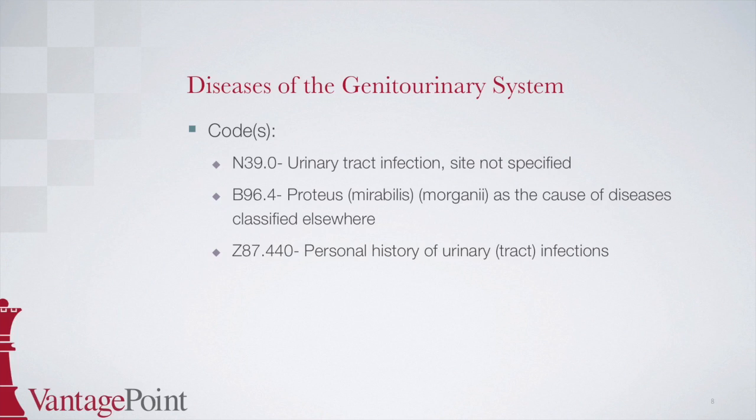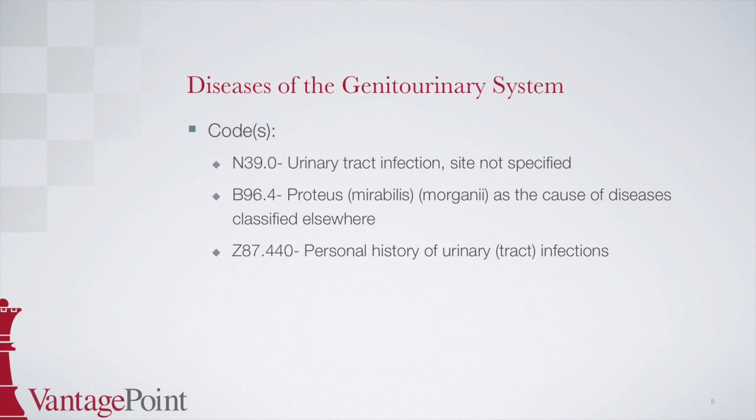To locate this code, you would start at infection in the alphabetic index, and after infection, you would look for Proteus indented below it. Indented below Proteus is the phrase as cause of disease classified elsewhere, which points to B96.4, which you would then confirm in the tabular. As documentation states that the patient also has a history of urinary tract infections, this is also relevant to the encounter. Therefore, our last code is Z87.440, personal history of urinary tract infections.